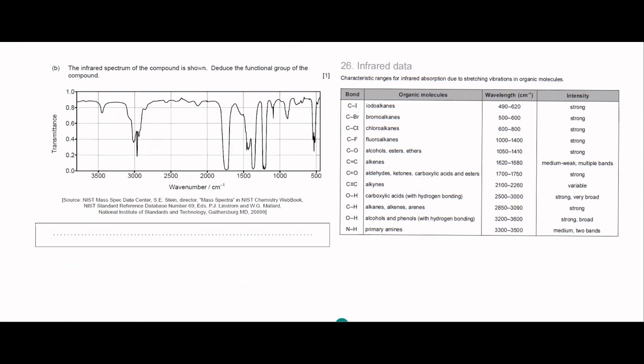The infrared spectrum of the compound is shown. Deduce the functional group of the compound. Actually, the purpose of using infrared spectrum itself is to identify the functional group. For the identification of functional groups, infrared spectrum will help. And here you can see so many peaks in the infrared spectrum. You might be wondering how to interpret it.